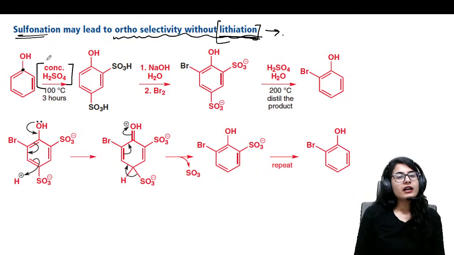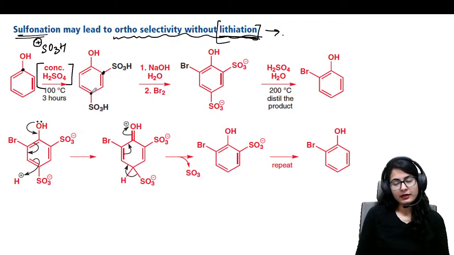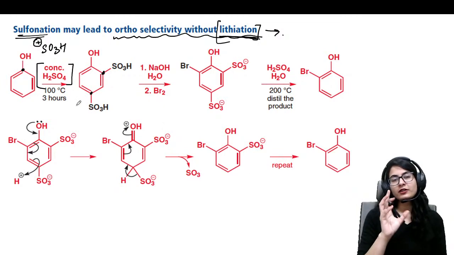Let's see that. So on phenol, we are taking concentrated H2SO4, which is going to give you the sulfonium electrophile, which will be attacked by the phenol molecule to give you the ortho and the para product. Both of these products, because phenol is electron rich. Okay then, so you got ortho and para product.